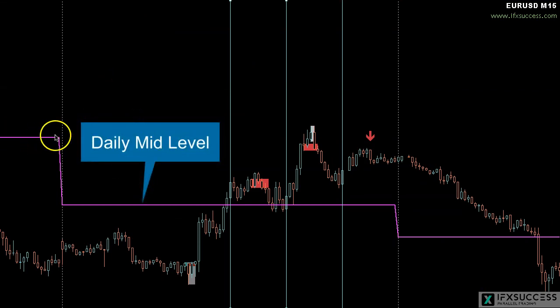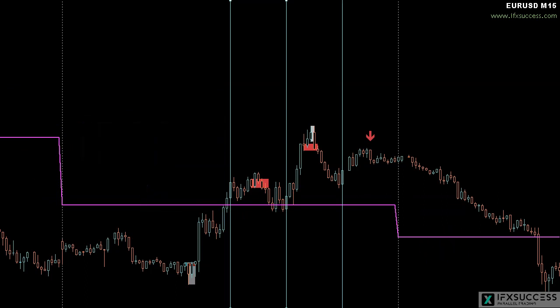So we have in here this magenta line, which is the prior day mid-level. Pretty much this is the daily mid-level. What happened, we're just breaking in half that daily candle. So this was the daily halfway. This is the low and this is the high and this is halfway. Okay, that's pretty much the way I use this.